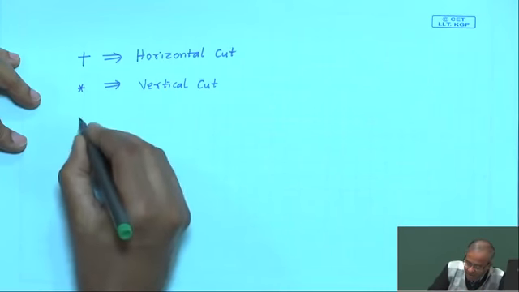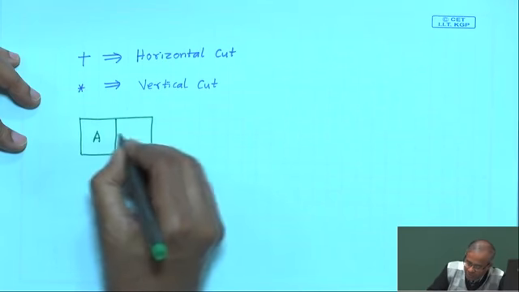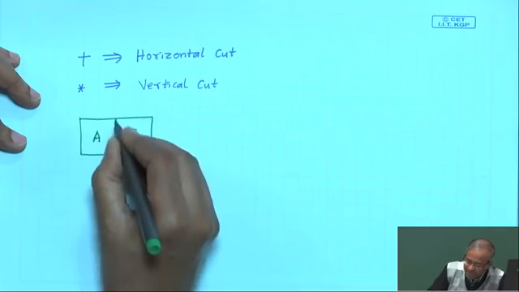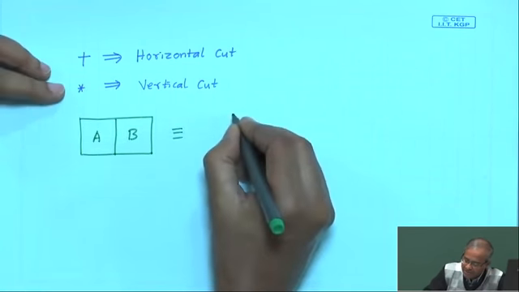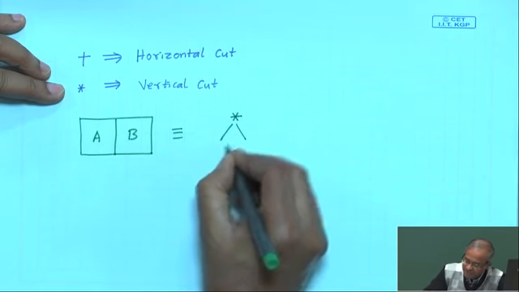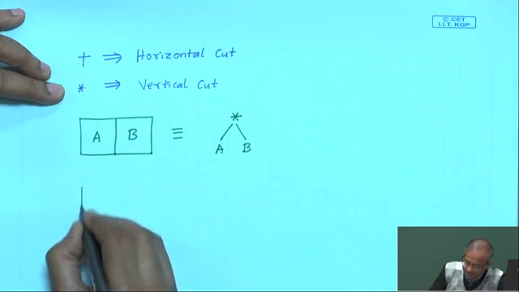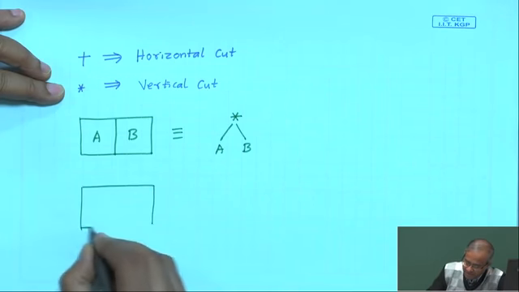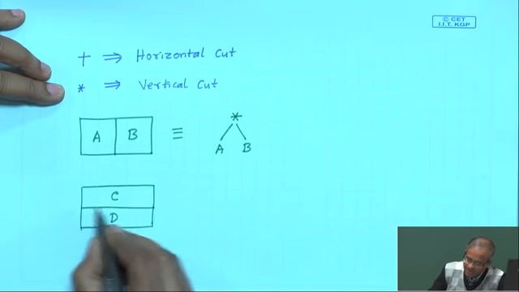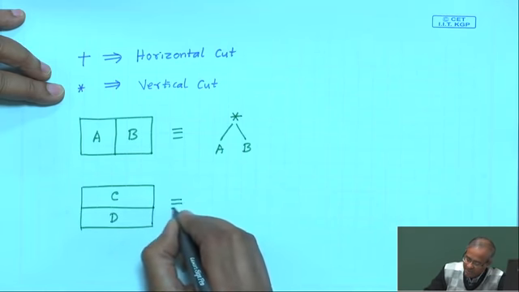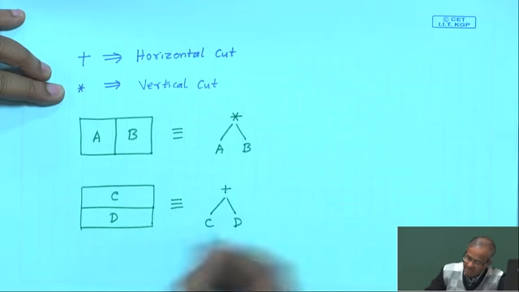Suppose I have a floor plan where I have 2 blocks A and B placed side by side, separated by a vertical partition. So, this I represent as follows. Similarly, if I have a scenario where 2 blocks say C and D are represented by a horizontal partition, I represent it as this.